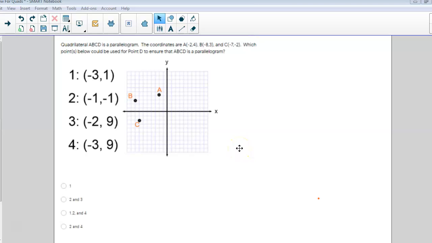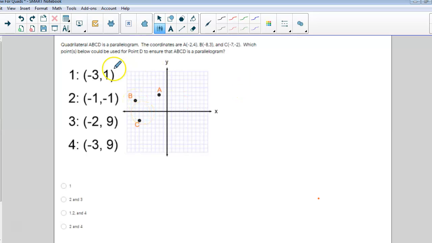Question number 11 is telling us that we have quadrilateral ABCD that is a parallelogram. Okay, the coordinates they give us, they only give us 3 coordinates. If you look at our graph, we have point A, which is (-2, 4), point B, which is (-8, 3), and point C, which is (-7, -2).